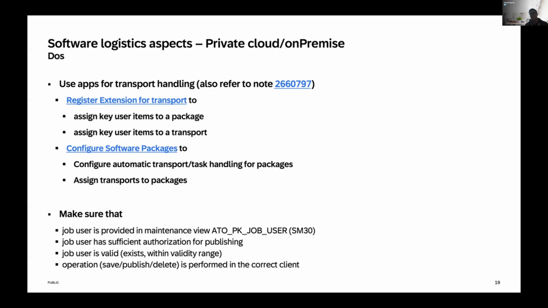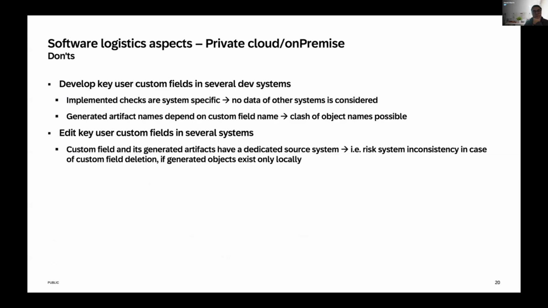Therefore, we offer to maintain a job user in this maintenance view here. And this job user, of course, should have sufficient authorization. It should still be valid. And a quite prominent error, unfortunately: you should keep an eye on the client in which you try to perform these operations, because only in the client where the ATO, the adaptation transport organizer, is set up will the key user tools really work.